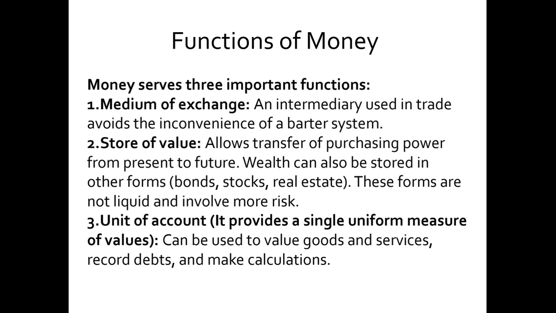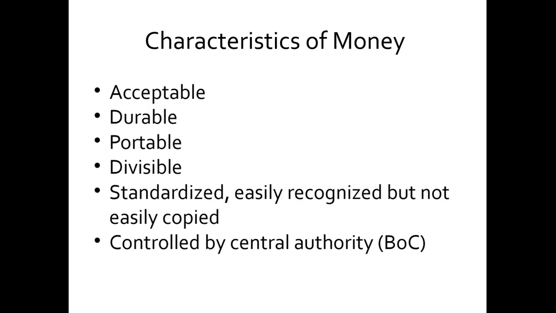In the barter system, it's very difficult because one chair may be equal to, or two chairs may be equal to one table, and one table may be equal to three of another product. So it is very confusing to determine the value of a specific product in terms of another product. So money serves this purpose. That is the purpose of, or the function of, unit of account. So these are the three important functions of money.